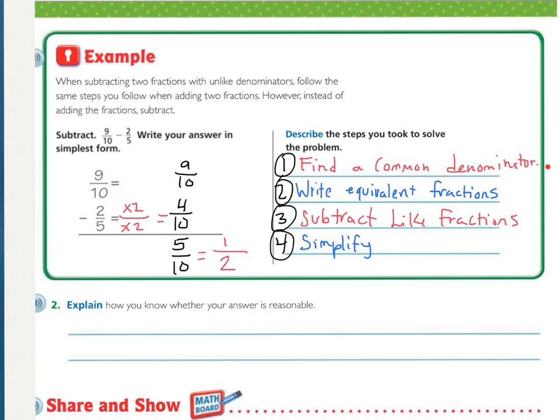The 4 main steps that you take are 1. Find the common denominator. 2. Write the equivalent fractions. 3. Subtract like fractions. They're like fractions because they have the same denominator. And then the last step is to simplify.